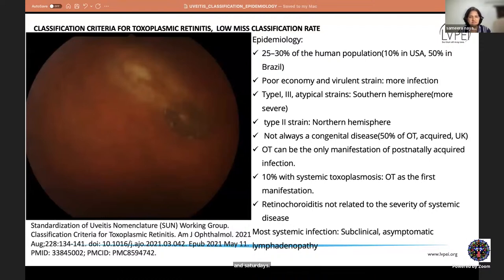This is toxoplasma retinitis. 25 to 30% of the human population is infected with Toxoplasma gondii. It is less in the US, 10%, and more in Brazil, 50%. In some literature, it is 80 to 90% in preschool children. If the strain is virulent and the country's economy is poor, then there is more infection in that particular geographical area. Type 1 and type 3 atypical strains are common in the southern hemisphere, whereas type 2 strain is common in the northern hemisphere.